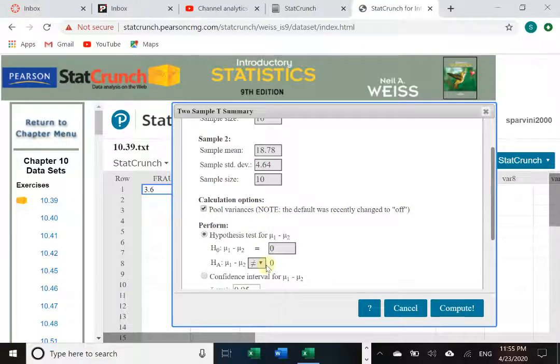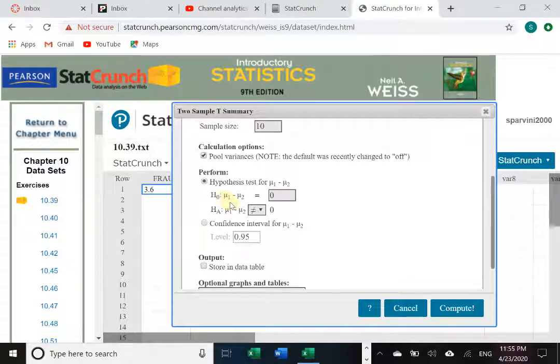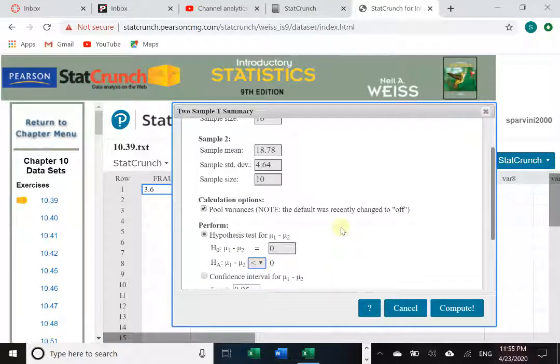So then you go down here, perform. We're doing a hypothesis test. The mean is equal. The alternative was you do less time for fraud, right? So it's going to be less than. And that's it. So this information is put in and compute.